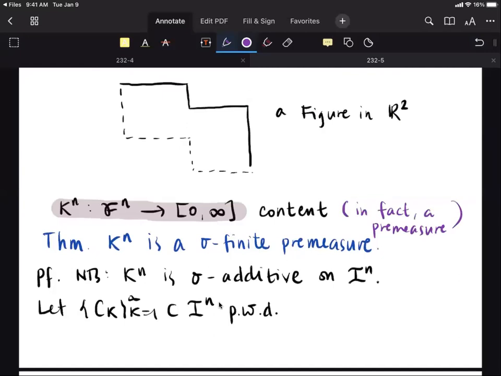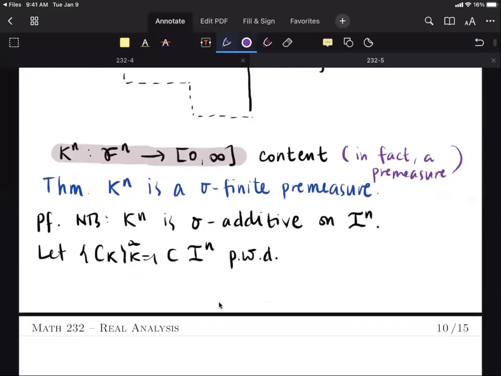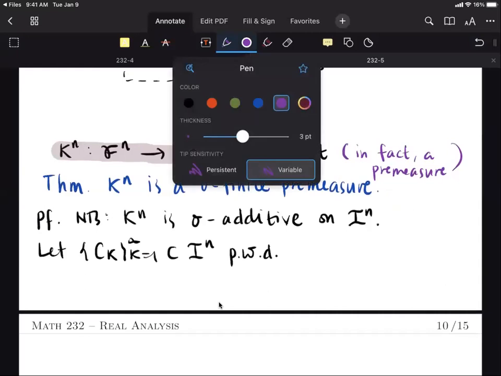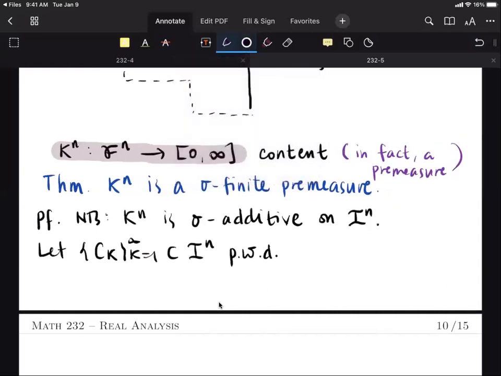So that would be the one that we only need to prove. We need to prove additivity or sigma additivity of kappa n on the cells. So that's why we only took here a collection of pairwise disjoint cells in In and not on the elementary figures, because this will simplify the proof, of course.